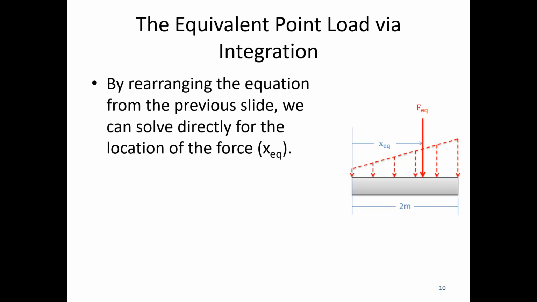All right, so by rearranging the equation we had from the previous slide, balancing those moments, we solve directly for X_EQ. It's basically the moment integral, f of x times x. Take the integral of that from left side to right side, divide by the magnitude of our equivalent point load, F_EQ, which we solved for in the previous step. That'll give us the location of our equivalent point load.